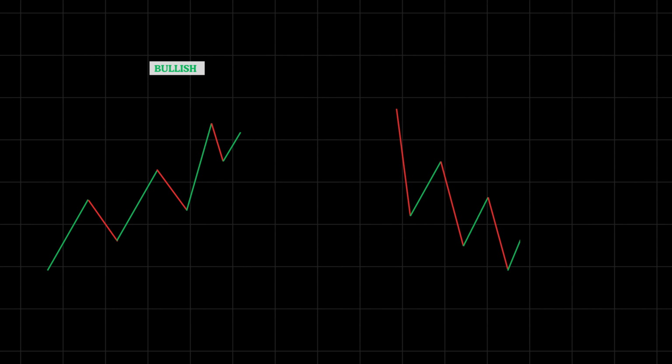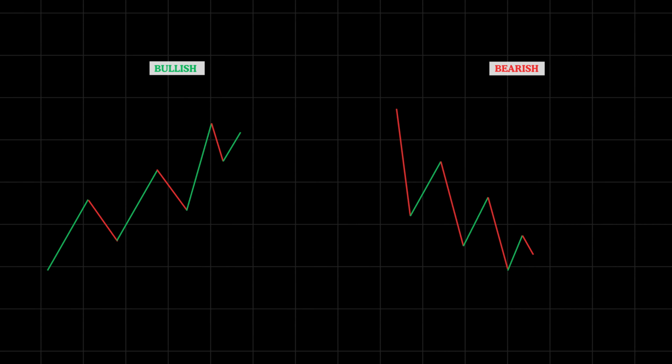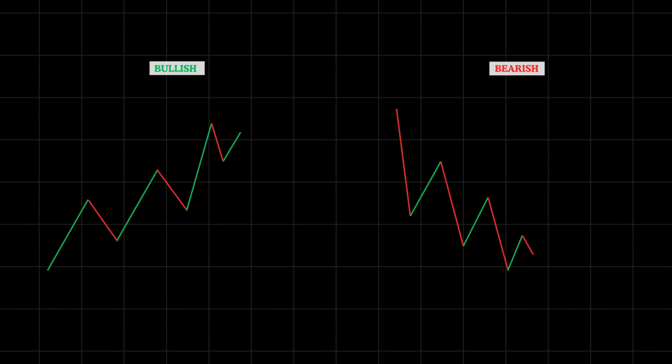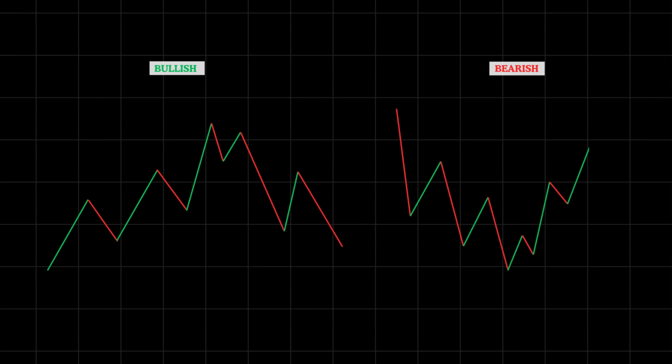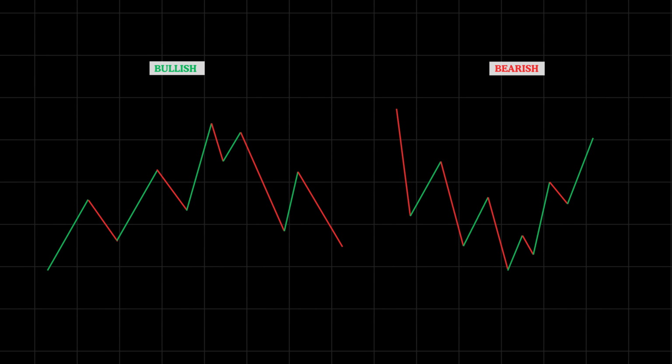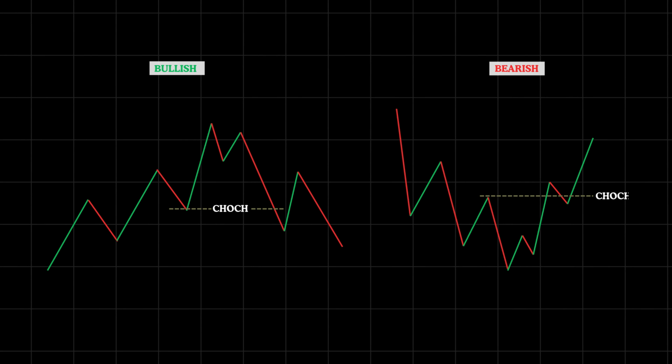To simplify, on the left side of this chart, the price is trending upward, so its character is bullish. On the right side, the price is trending downward, so its character is bearish. However, after a certain period, instead of continuing its earlier pattern, price flips its behavior. For example, while in a bullish phase, it suddenly begins to form a bearish structure, or vice versa. This shift is called a change of character.